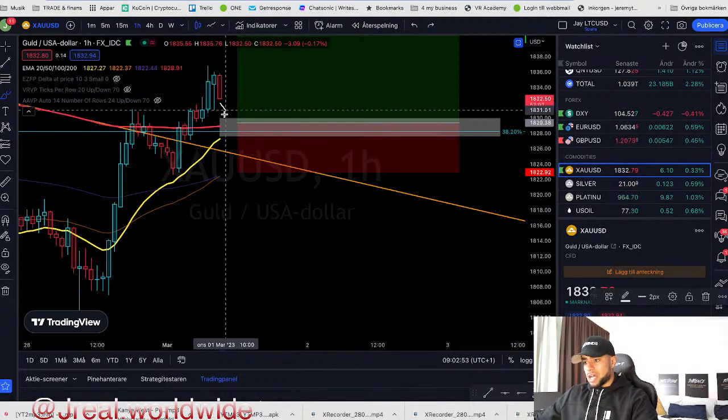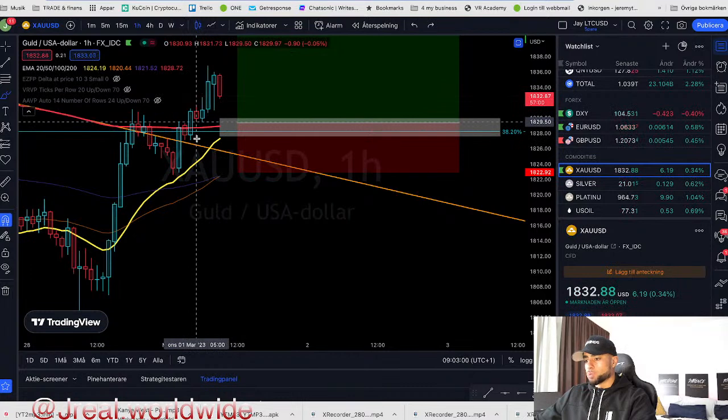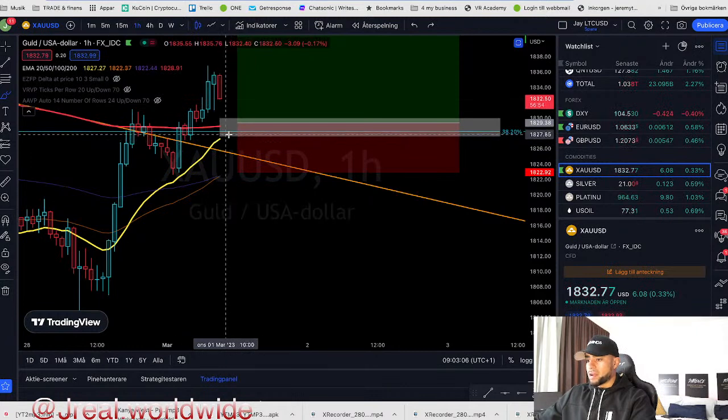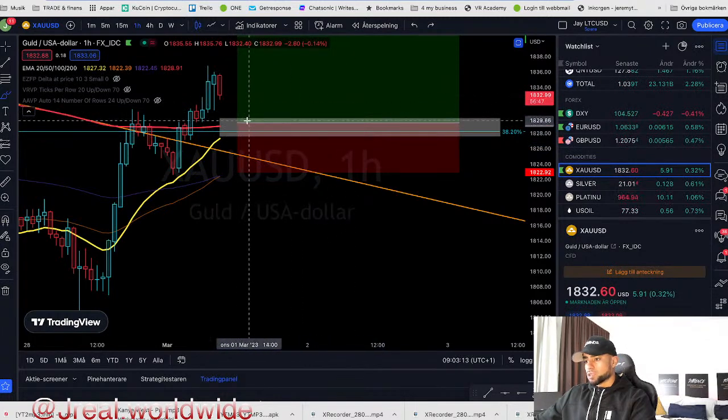If market now comes down to this area, we want to see first if it passes these lows. All right. If it breaks these lows, we don't enter the market until we have it back up here again, because this is where we want to enter. We don't want to enter below. We don't want to enter above. All right. So we're waiting for this to happen.